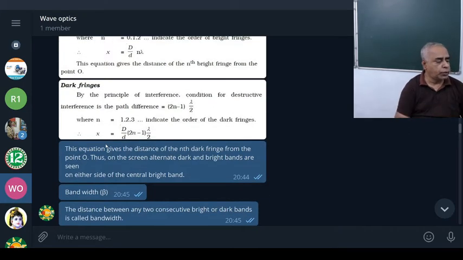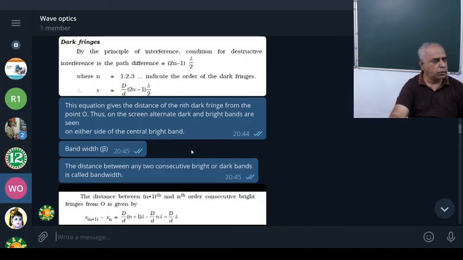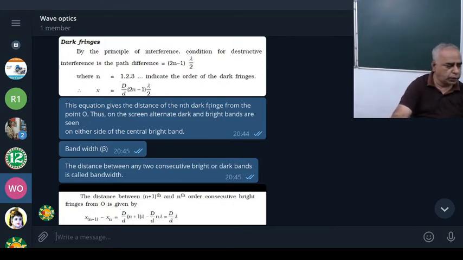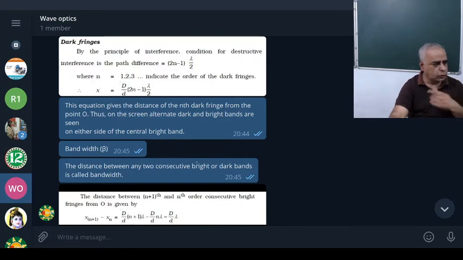Then dark fringes. For dark fringes the order here is 1, 2, 3, etc. So that indicates the order of the dark fringes. In that case the path difference delta is equal to (2n minus 1) into lambda divided by 2. So that is the condition for dark fringes. Then the equation gives the distance of the nth dark fringe. With the help of this we can calculate the distance, or if we count n we can find out lambda also, either way.